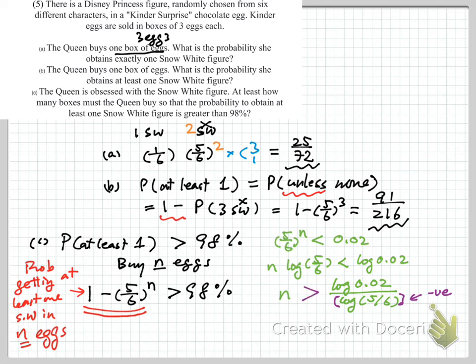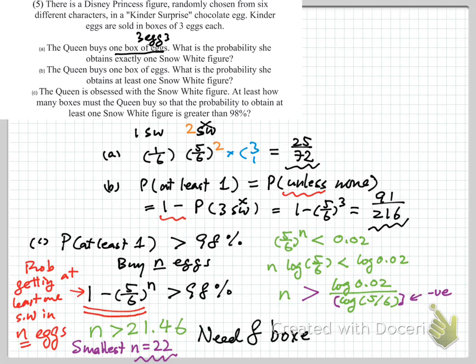So you do that number on the calculator, you discover that n is greater than 21.46. So the smallest integer to do that will be 22. So the smallest n will be 22. That means you need to open 22 eggs in order to get at least one Snow White with greater than 98% probability. 22 eggs, that means you need 8 boxes. 7 boxes will only give you 21 eggs. So at the end you need 8 boxes.